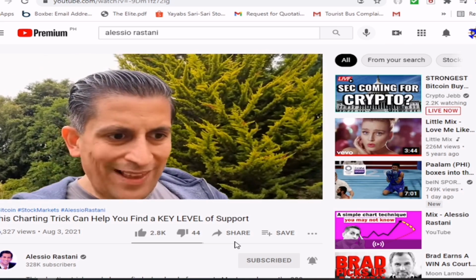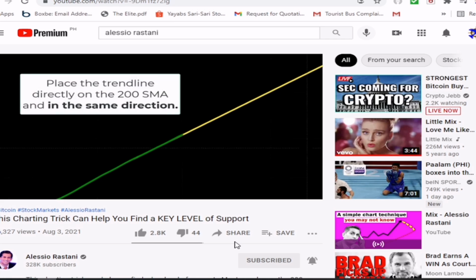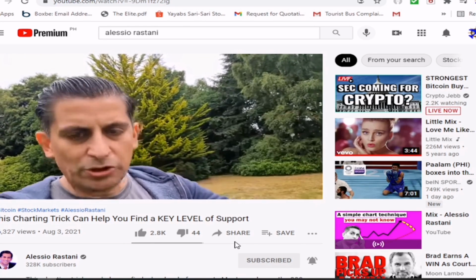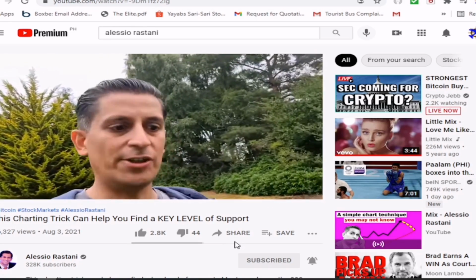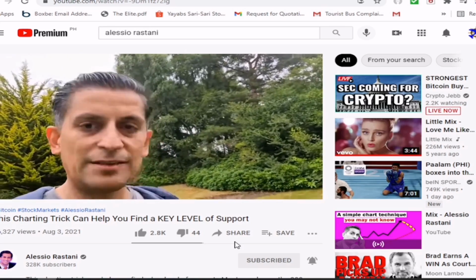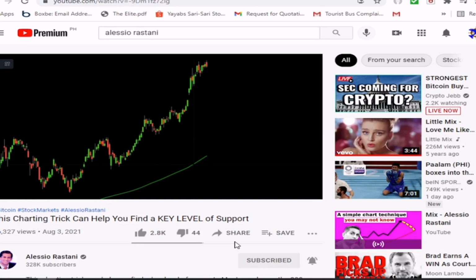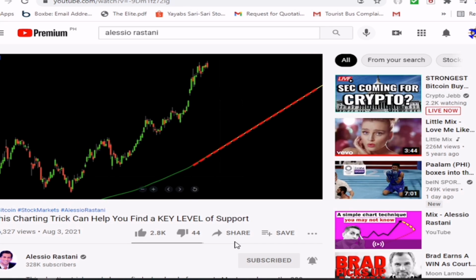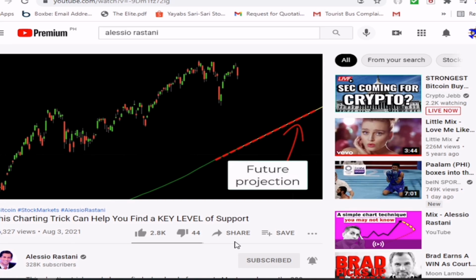In other words, just draw that trend line and superimpose it in the same direction that the 200 moving average is going. For example, if the 200 moving average is moving up at an angle, you put your trend line at the same angle, directly on the most recent action of the 200 moving average. That draws a projection for you. You're extending that 200 moving average forward, okay? So you can easily spot where it is likely to be in the next few weeks or months, as you can see here.